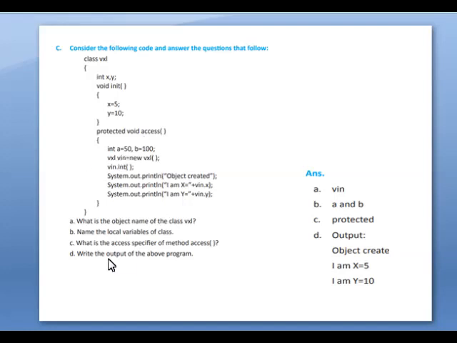What is the access specifier of method access of? So it is protected. Then D. Write the output of the above program. Output of the above program is, I am x is equal to 5, I am y equal to 10.